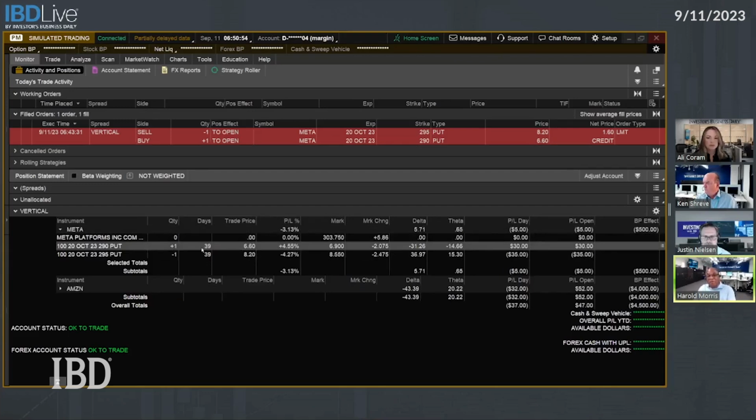to a later time. When you roll, ideally, you want to roll for a credit and not a debit. I will roll for a debit if it's a small debit, maybe 5 cents, 3 cents, but ideally, you want to roll for a credit there.